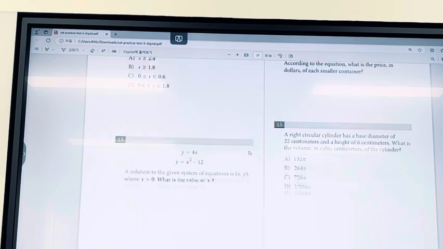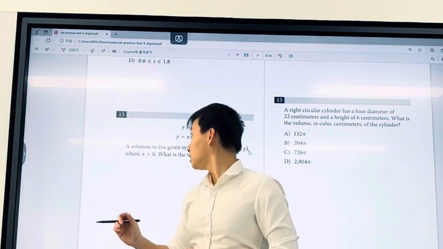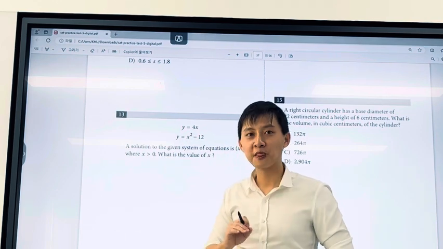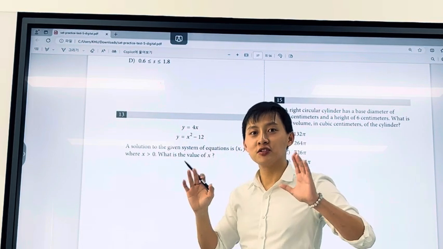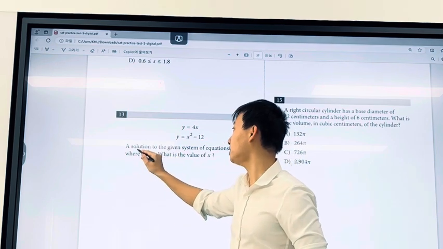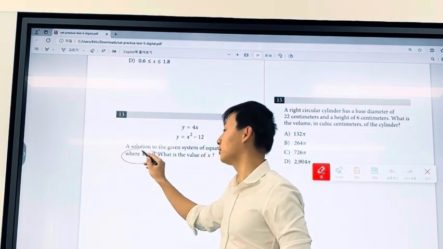Okay, so the next one is question 13, right? You are given a solution to the system. How can we solve it? This is the simultaneous equation. So to solve this question, remember you need to choose the solution which is greater than 0.